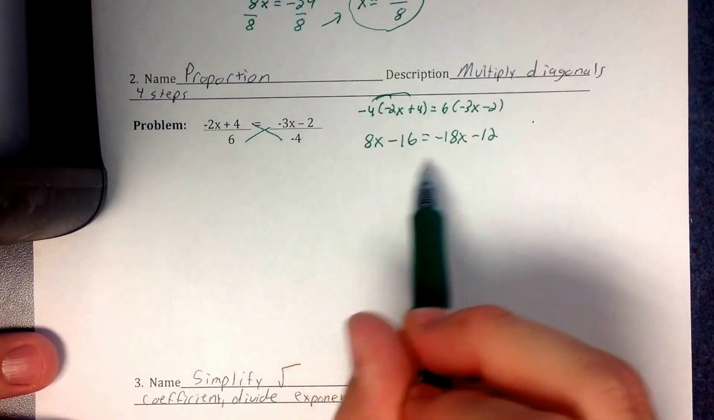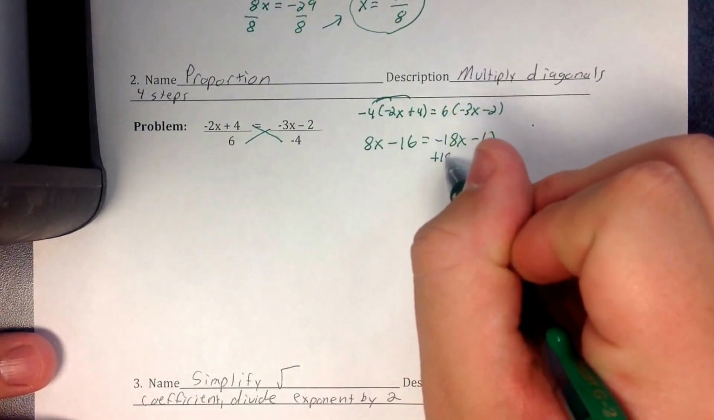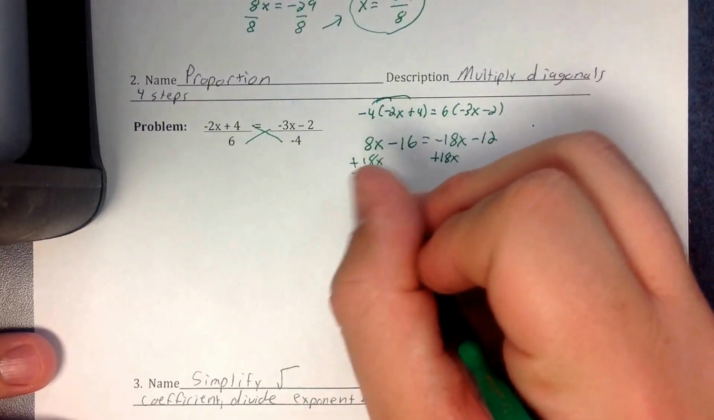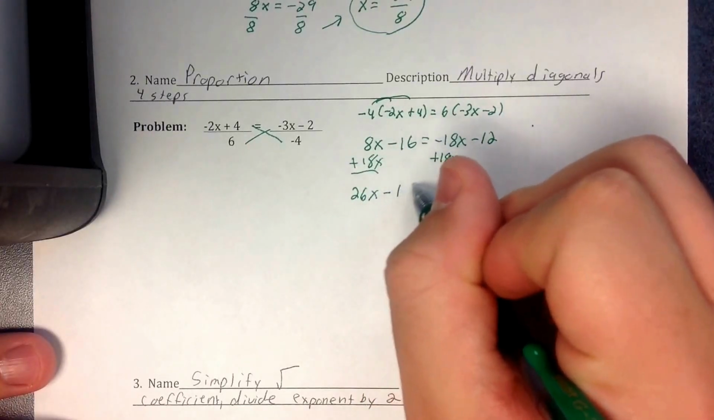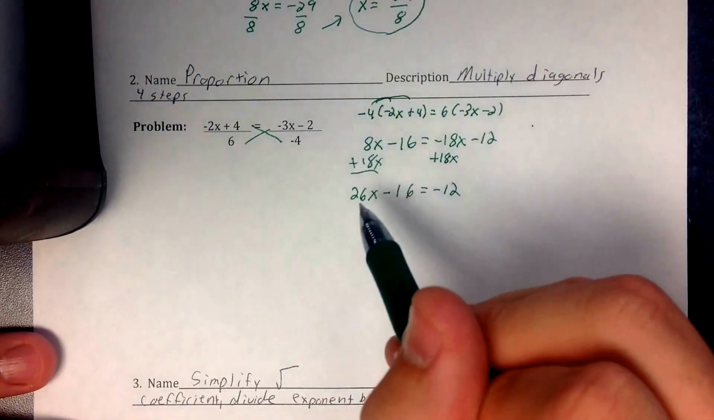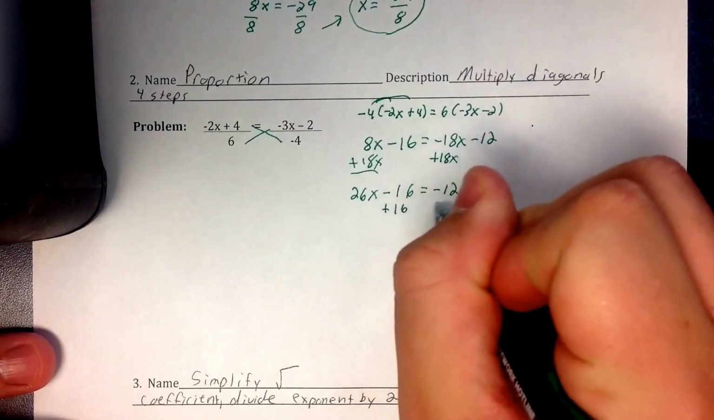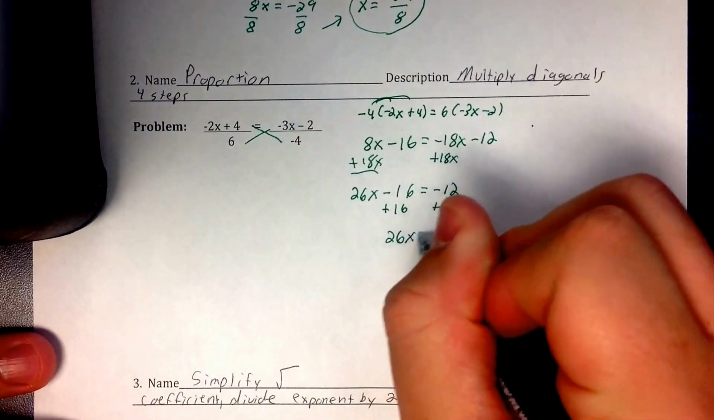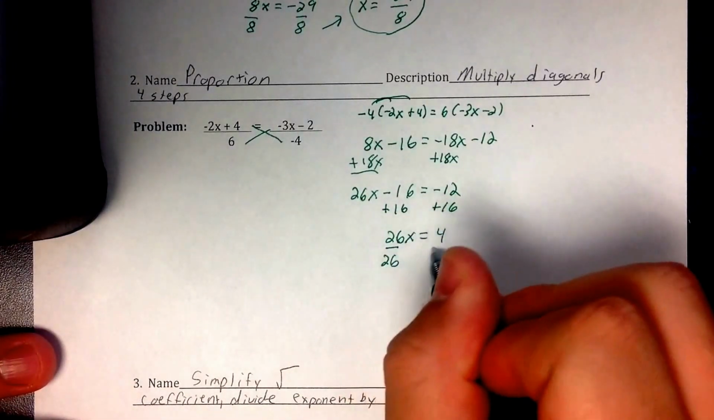To get the variables on one side, I got to pick on the smaller one, so I'm going to add 18x. So it gives me 26x minus 16 equals negative 12. So my variable's on the left hand side, so I need to get rid of the minus 16 first, so I add 16 to both sides, which gives me 26x equals 4. Then divide both sides by 26.